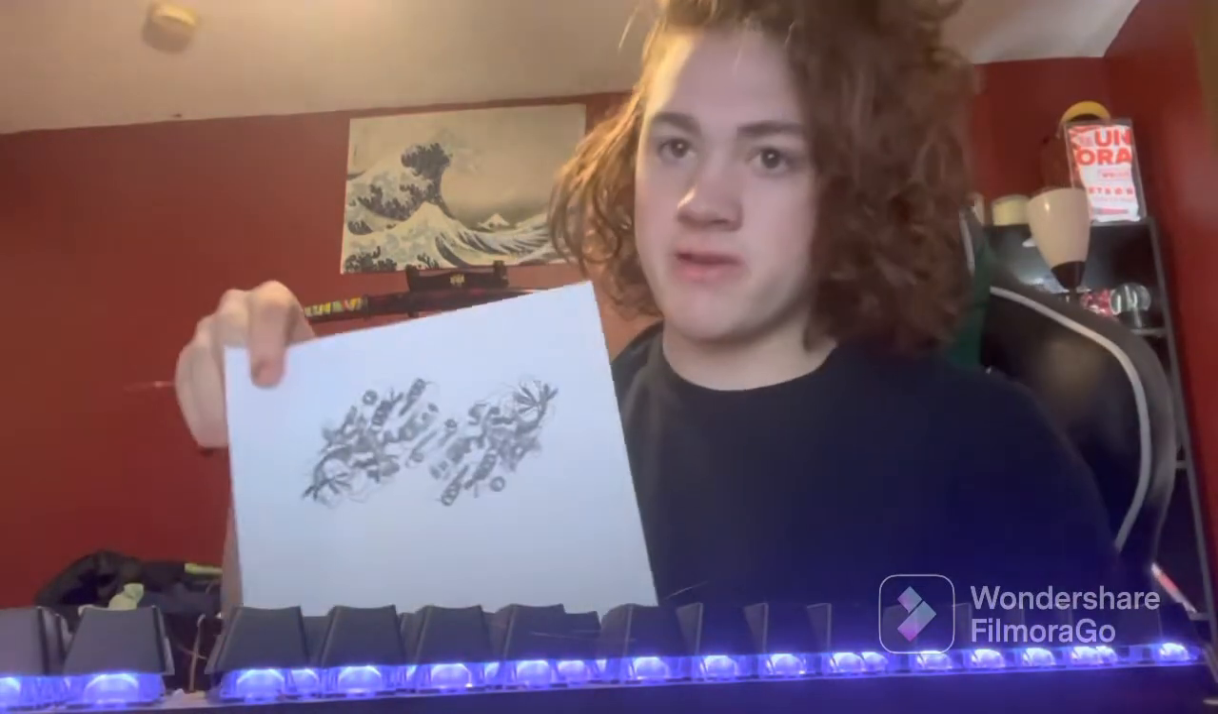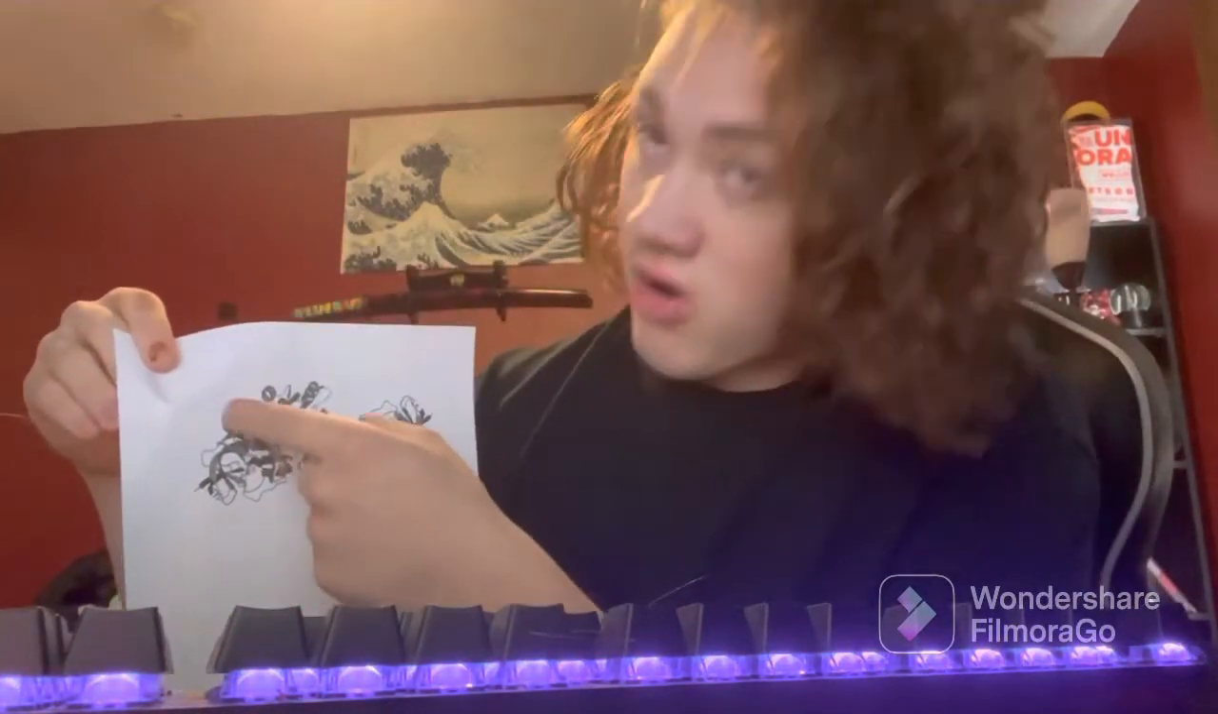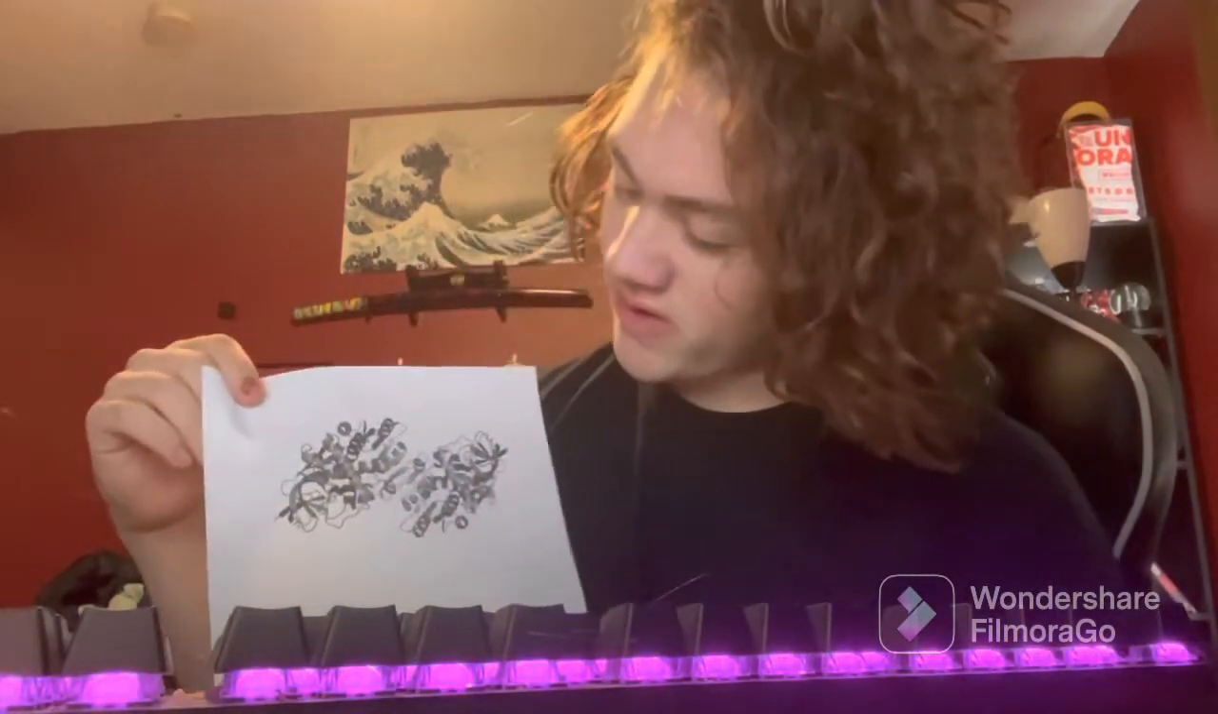And as you see, I have a little image here. These strands are all different types of amino acids all chained together, which is what creates the proteins in the first place.